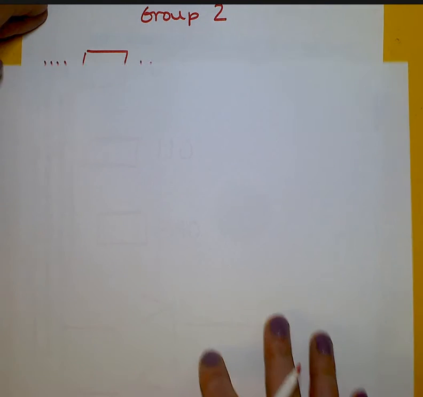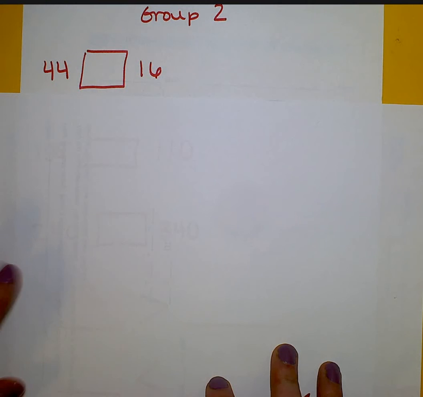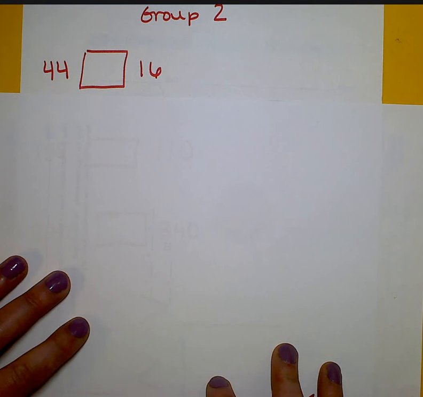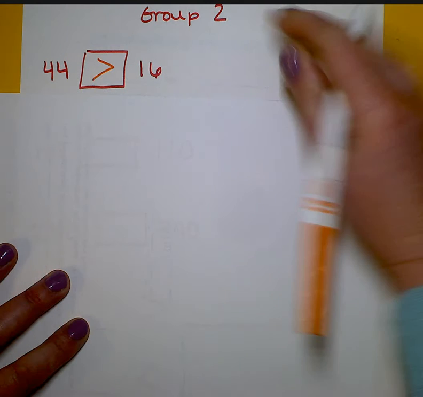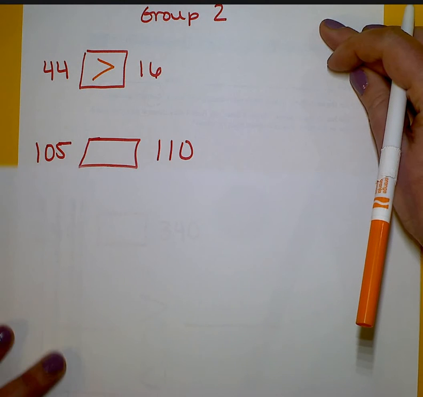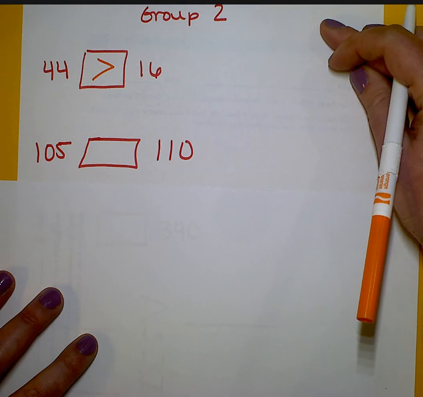The first problem is 44 and 16. Where does that alligator mouth go? You are right, it goes towards the 44. Next one is 105 and 110. Where does that alligator mouth go?